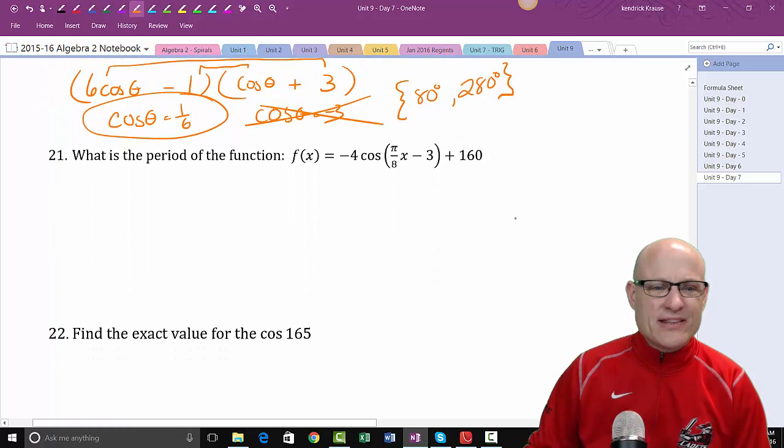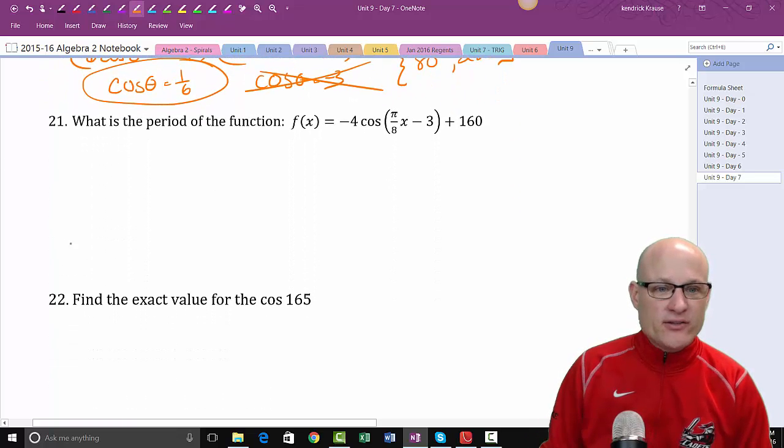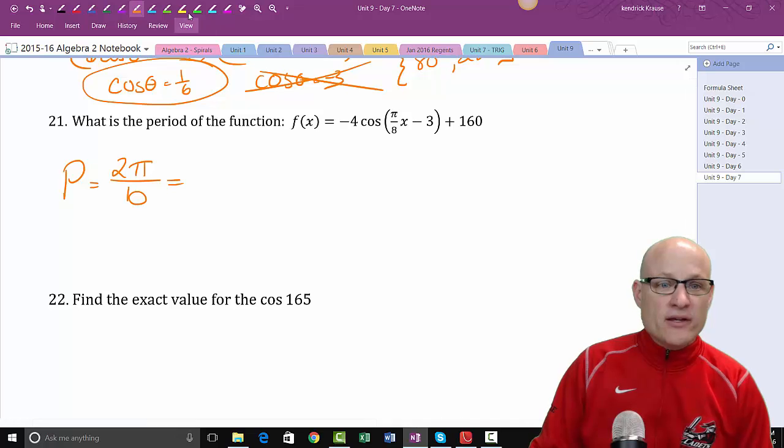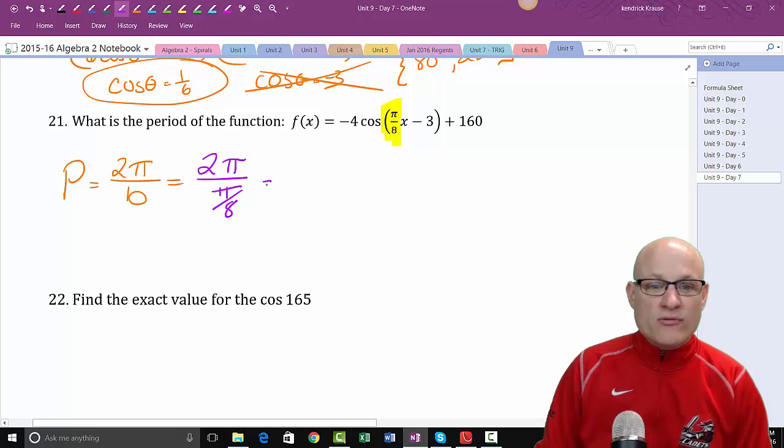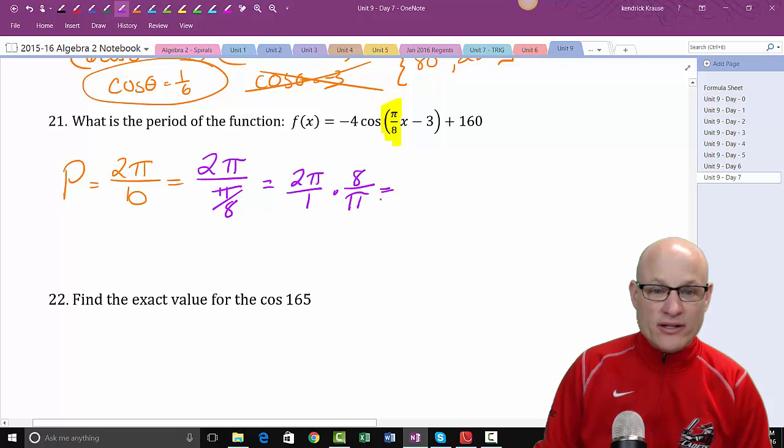Great. What is the period? See, this is the same as that last question. Period is equal to 2 pi over b. This is your b value right here. I don't care how complicated the equation is, that's your b value. So it's 2 pi over 8. Flip and multiply, so 2 pi over 1 times 8 over pi. The answer is 16.